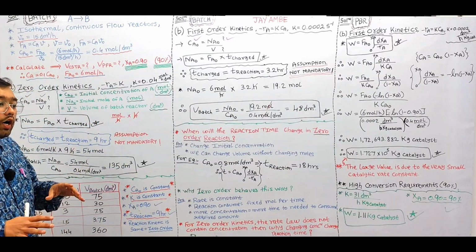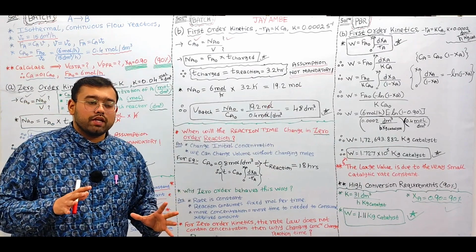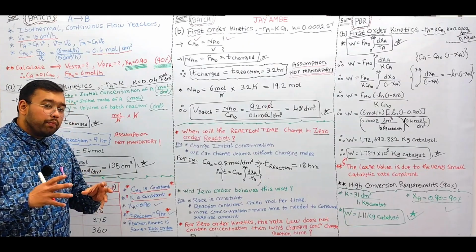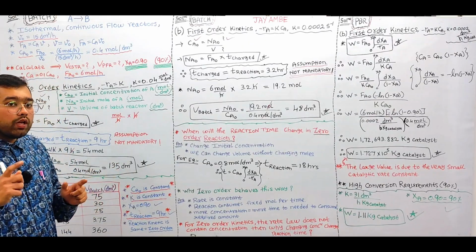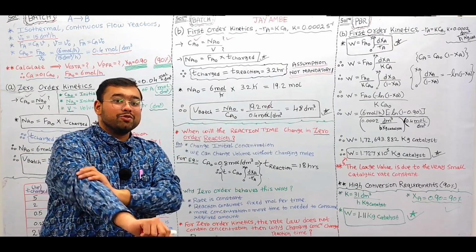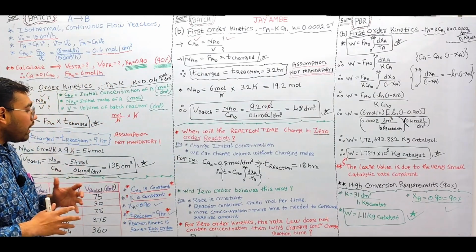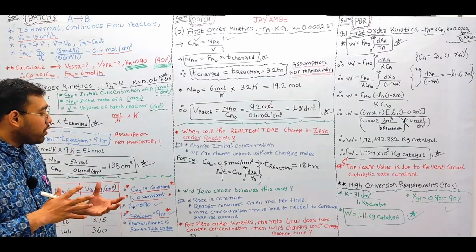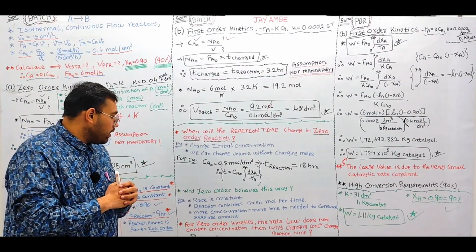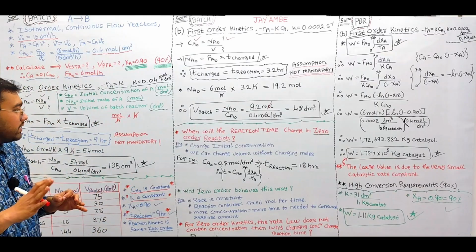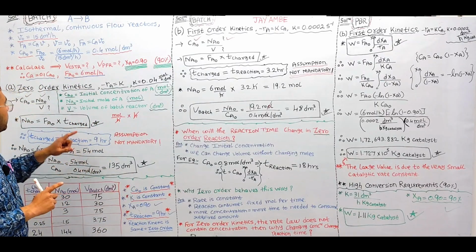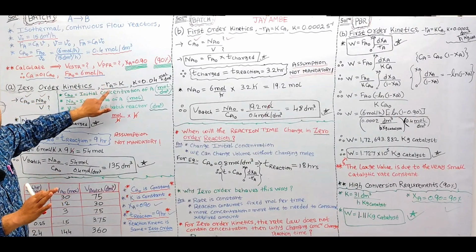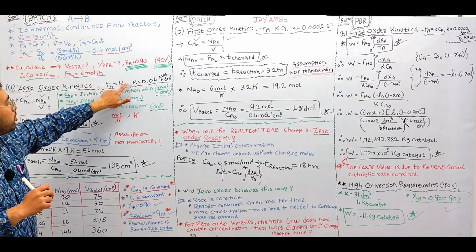Now again you will be curious, and a new question will arise in your mind: why does zeroth order behave this way? So let's understand that. Why is this behavior observed in zeroth order reaction kinetics? The reason is that for zeroth order reaction kinetics, the rate law is constant: minus Ra is equal to K.